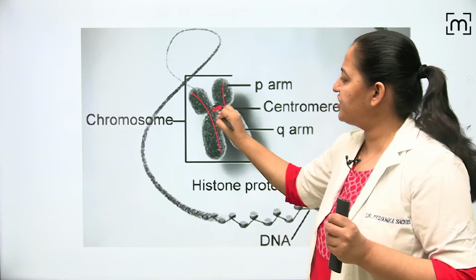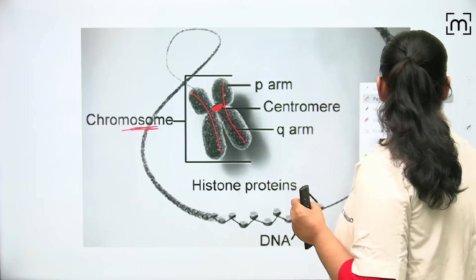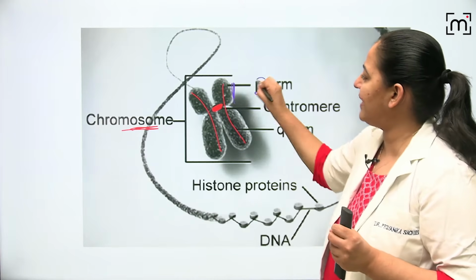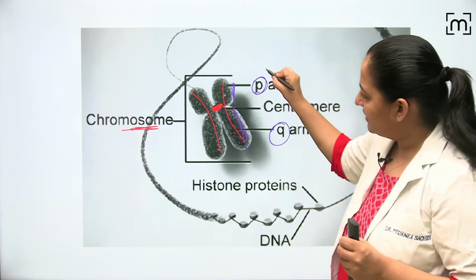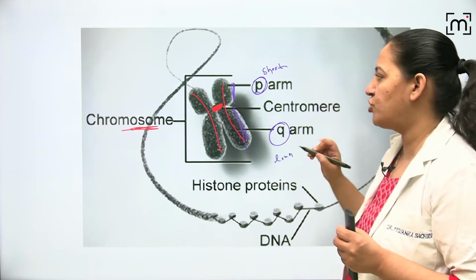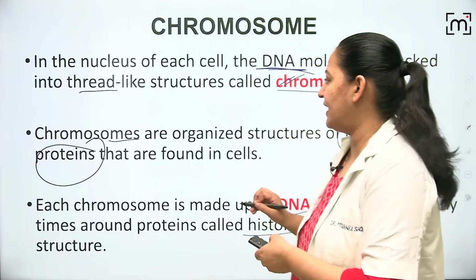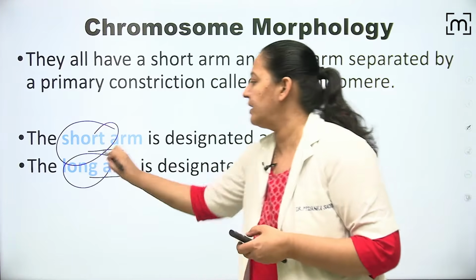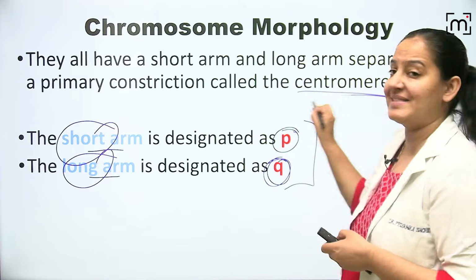Please appreciate the junction. This junction is known as centromere. The centromere divides the chromosome into two portions. This is the short arm, known as P. And this is the long arm, known as Q. Compare the length. This one is short and this one is long. So again, the short arm is known as P arm and the long arm is known as Q arm. The two arms are separated from each other by the centromere.